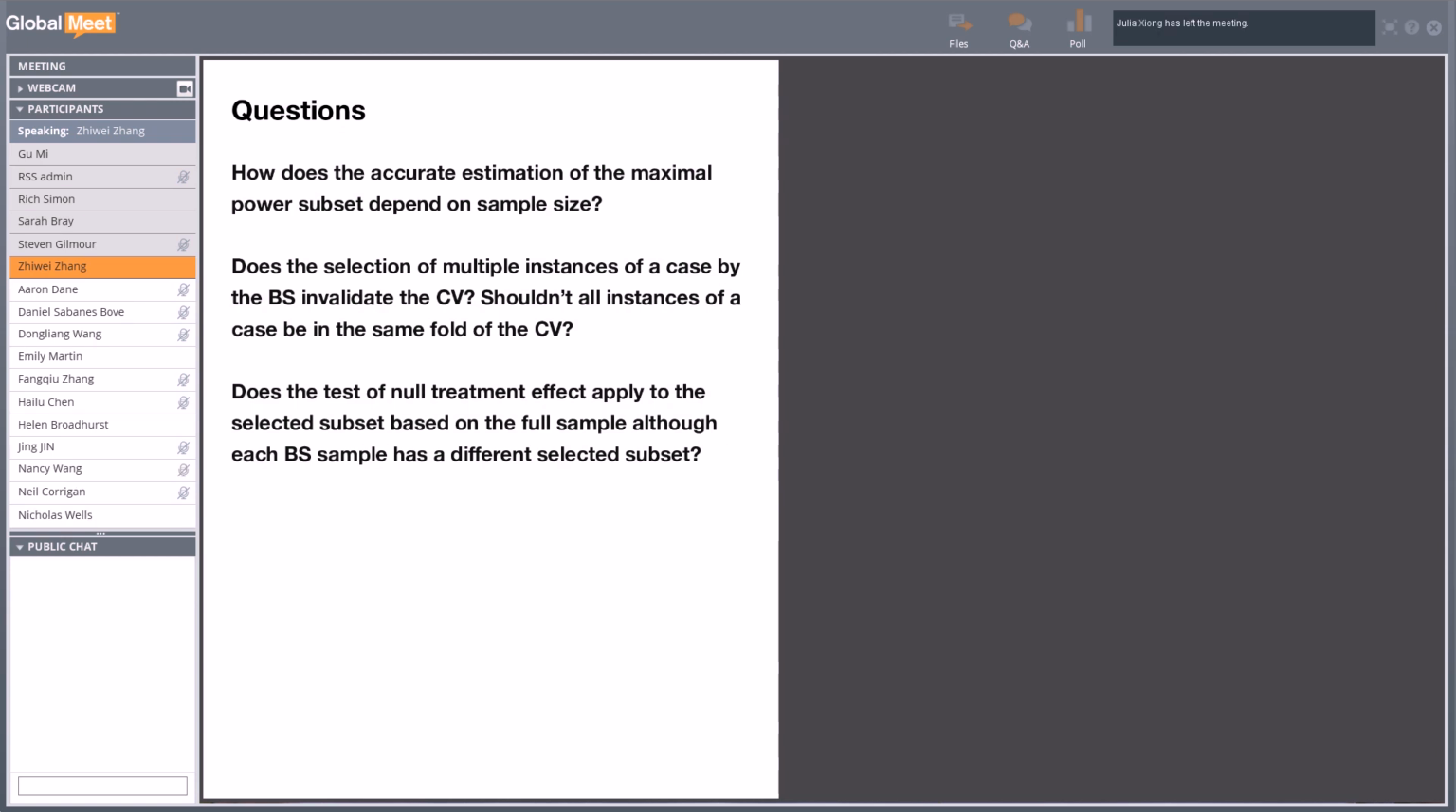But it seems to me that the selection bias is a finite sample issue. It tends to become a lesser issue with a larger sample size. So I would expect the estimation of the optimal subset to become more accurate with a larger sample size, although I haven't verified that in a simulation study.